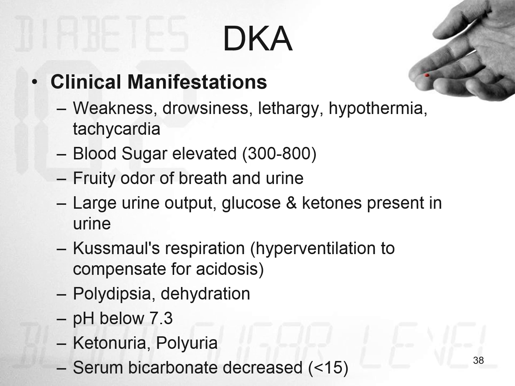Polydipsia, dehydration, their pH is going to be below 7.3. They're going to have ketonuria, polyuria. The serum bicarb is going to be decreased as well, so we're going to see a level there less than 15. The mortality rate is 2 to 5% and accounts for half of all deaths in diabetes patients younger than 24 years of age. You will often see this occur in undiagnosed diabetics, but you can also see it occur due to poor management or illness, surgery, or stress.